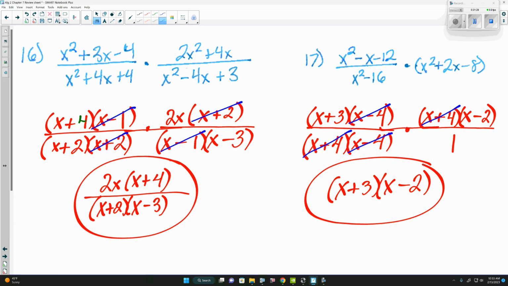But do be careful that if everything in the numerator simplifies out, it still has to be rewritten in as 1. We have to rewrite the numerator as 1. We don't have to do it for the denominator. Any questions on 1 through 17?